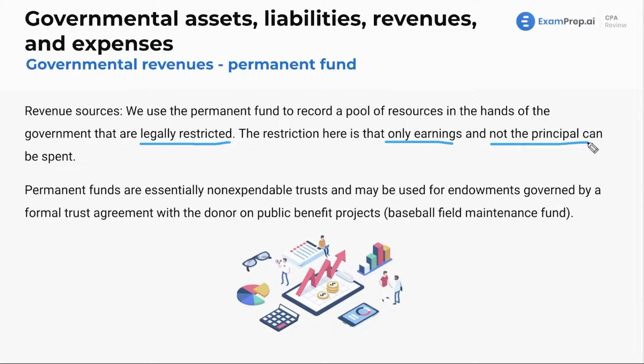So you can invest it and earn dividends, interest. Only those earnings can be spent. Permanent funds are essentially non-expendable trusts and may be used for endowments governed by a formal trust agreement. So all this is saying is basically we're back in not-for-profit again, right? It's like we're back in not-for-profit, and this is a big contribution that you can only use earnings on. And that would be revenues for the permanent fund.